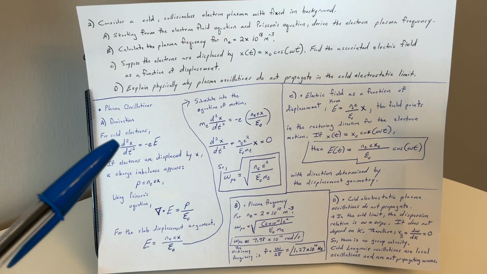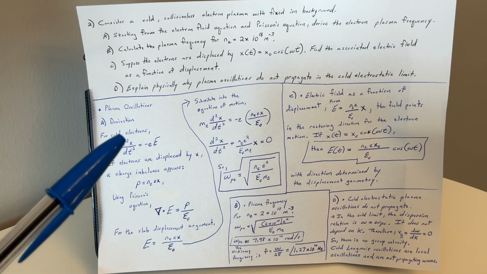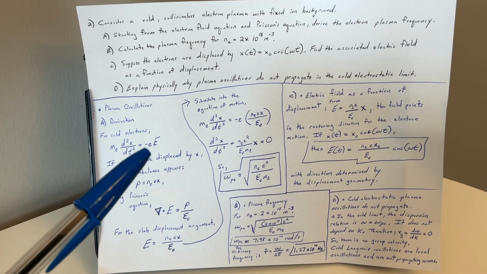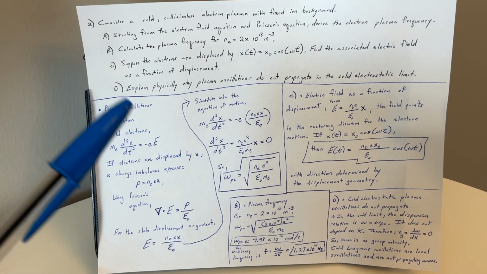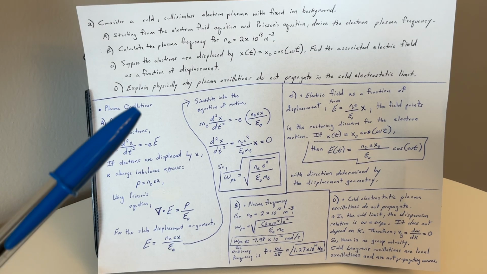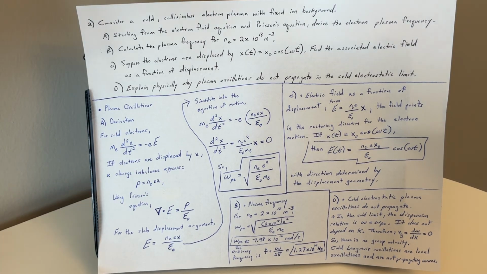So for cold electrons, m sub e times the second derivative of x with respect to t equals negative e times capital E, that's the electron charge times the first order electron field perturbation.